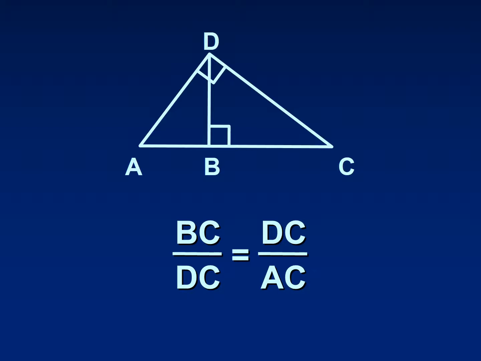So using that same theorem but the other sides, we can also say BC, which is the leg of this triangle, over DC, which is the hypotenuse of that triangle, is equal to DC, which is our geometric mean for this theorem, over AC, which is the hypotenuse of the big triangle.